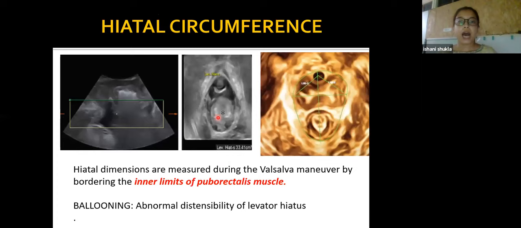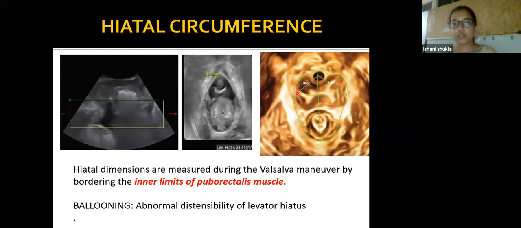How to measure hiatal circumference? Hiatal dimensions are measured during the Valsalva maneuver by bordering the inner limit of the puborectalis muscle. So this is the area of the levator hiatus, which is obtained from the plane of minimal dimension. Ballooning is the abnormal distensibility of the levator hiatus. To measure this, we draw two points from the urethra and the posterior aspect of the anus, and we automatically get this levator circumference, as well as the levator urethra gap.